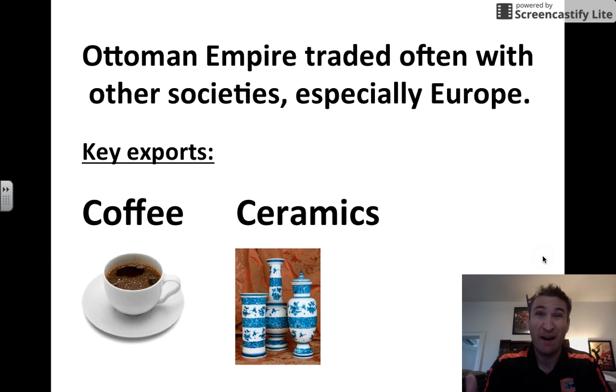How did the Ottoman Empire interact with Europeans? Well, the Ottoman Empire traded often with other societies, especially Europe and its merchants. And the two key exports for the Ottoman Empire were coffee and ceramics.